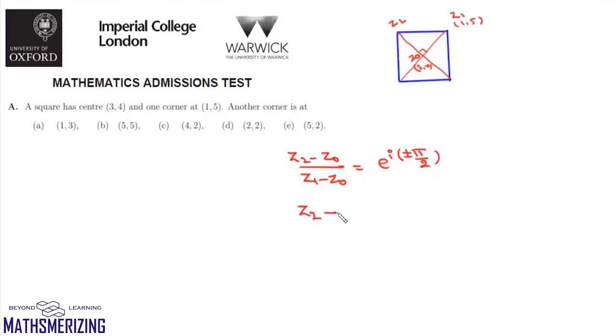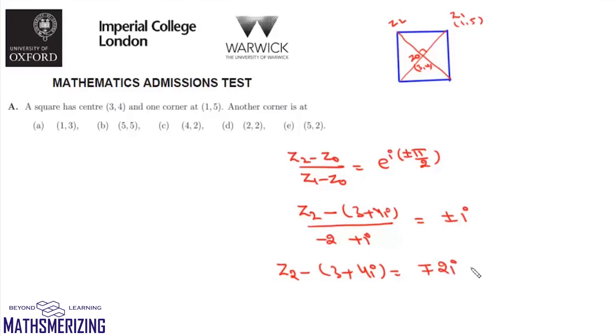So we can write Z2 minus, what's Z0? Z0 is 3 plus 4 iota, upon Z1 minus Z0. So there'll be minus 2 plus iota, and e to the power iota pi by 2 is plus or minus iota. So we can write Z2 minus (3 plus 4 iota) equal to minus plus 2 iota and then minus plus 1. So this Z2 will be 3 plus 4 iota and then minus plus (1 plus 2 iota).